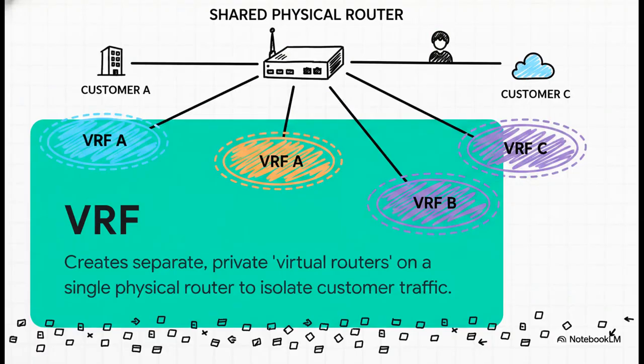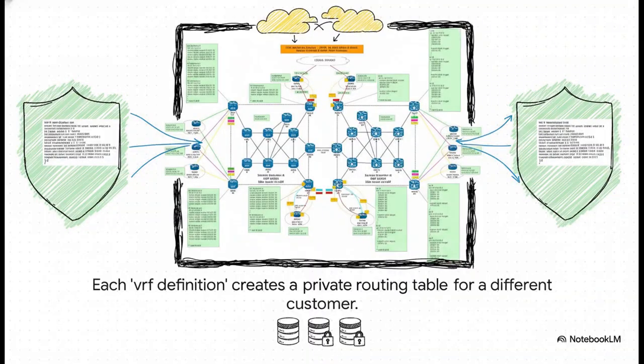Now, this actually creates a new challenge for the service providers. How do they handle thousands of different customers on their shared equipment without everybody's data leaking into everybody else's? Well, the answer is this amazing technology called a VRF, or Virtual Routing and Forwarding. It basically lets one physical router pretend to be multiple separate virtual routers, one for each customer, keeping all their traffic completely private.